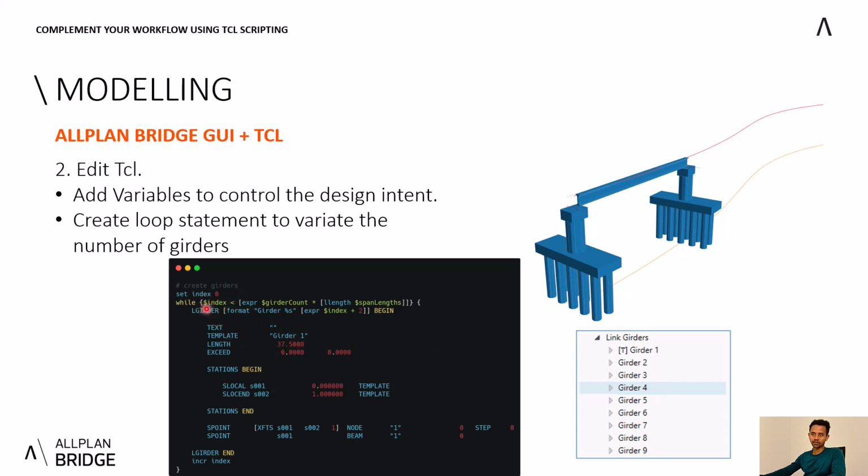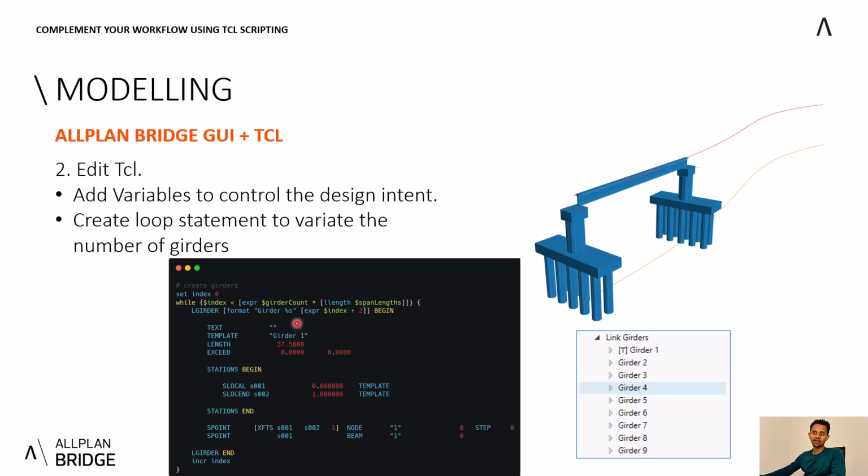First of all, from L girder begin to L girder end. Because we used the Allplan Bridge user interface, this was generated for us. We first modeled this with one template girder and exported this, and we can see that this has been automatically generated for us. What we do here is just add the while loop, because we want to have a number of girders and we will have those.